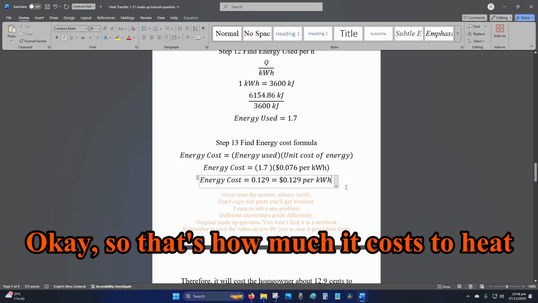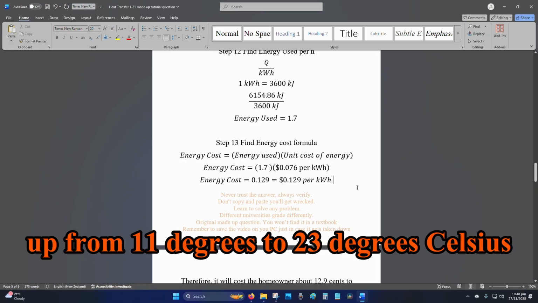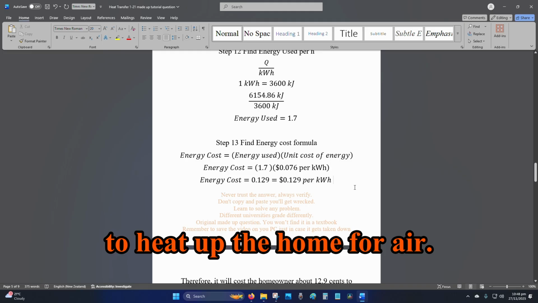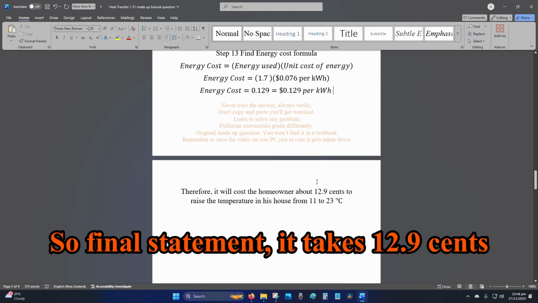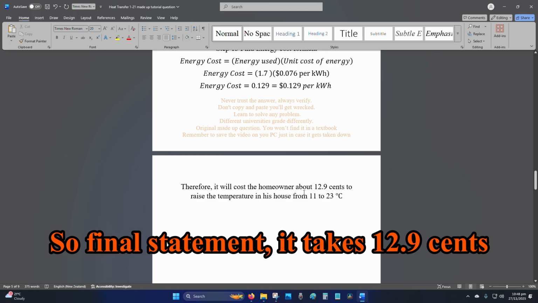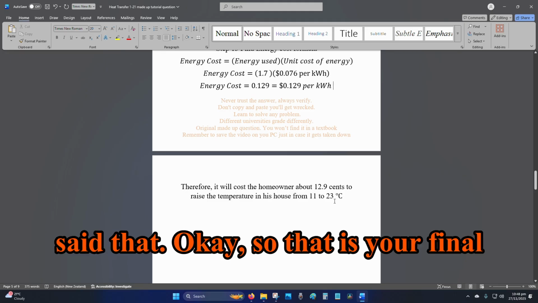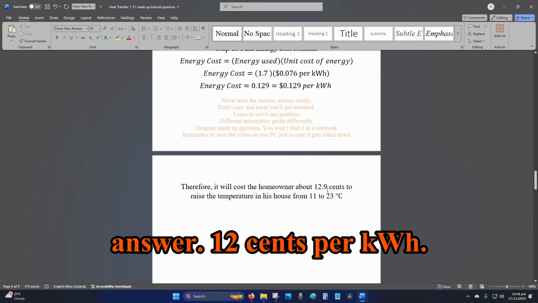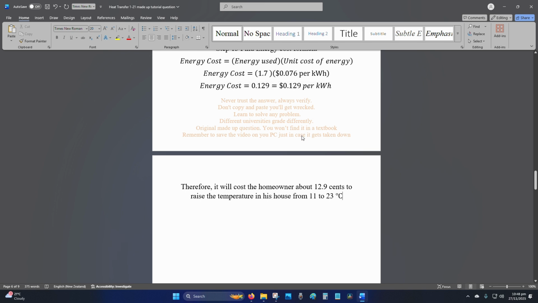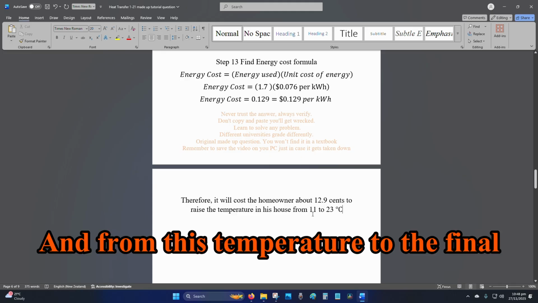So that's how much it costs to heat up the home with air from 11 degrees to 23 degrees Celsius. So final statement, it takes 12.9 cents to raise the temperature from 11. So that is your final answer. 12 cents per kilowatt hour, from this temperature to the final temperature.